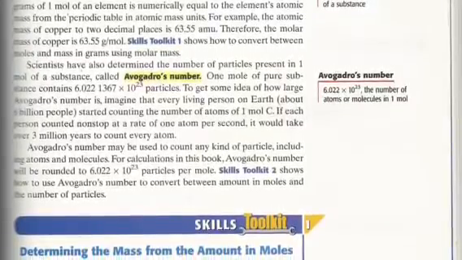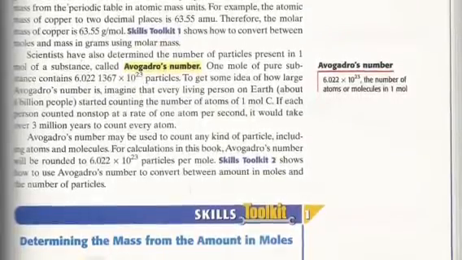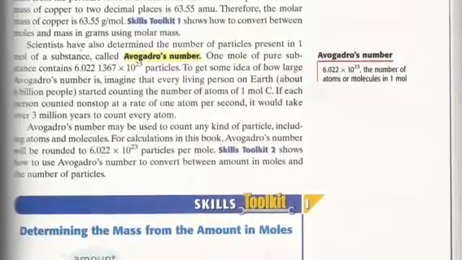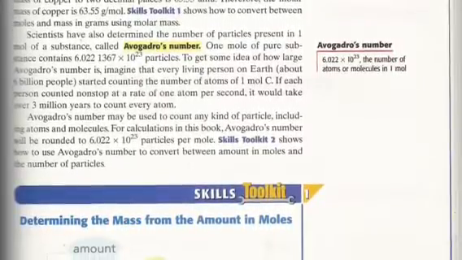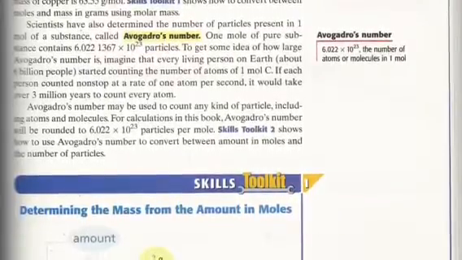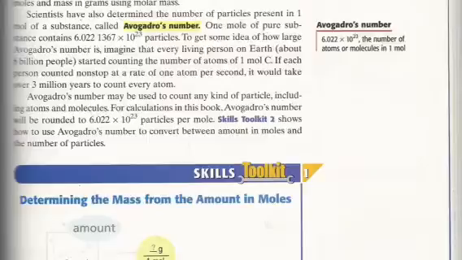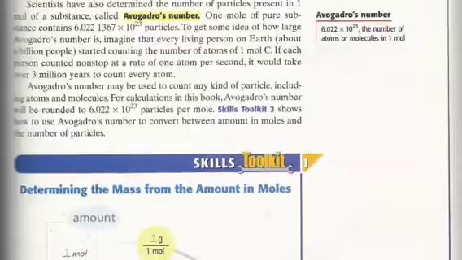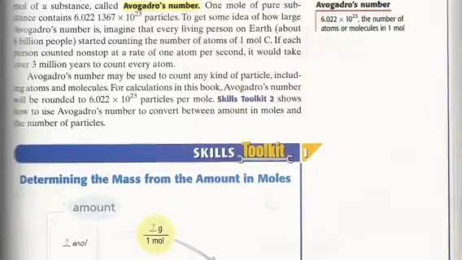Scientists have also determined the number of particles present in 1 mole of a substance, called Avogadro's number. 1 mole of pure substance equals 6.0221367 times 10 to the 23rd particles. To get some idea of how large Avogadro's number is, imagine that every living person on Earth, about 4 billion people, started counting the number of atoms in 1 mole of carbon. If each person counted nonstop at a rate of 1 atom per second, it would take over 3 million years to count every atom.